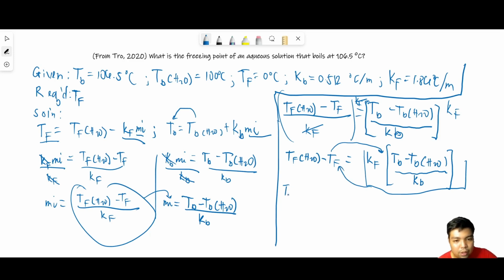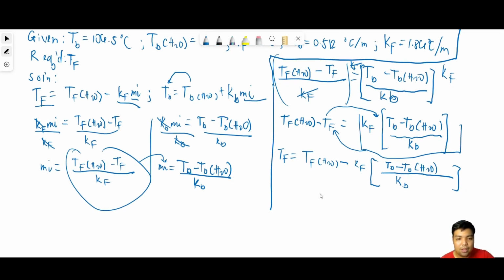Okay, therefore the freezing point of your solution is equals to the freezing point of the pure water minus this whole thing here. Okay, because positive ni siya, it will be negative, so it will be KF multiplied by TB minus TB of your pure water divided by KB. Okay. So then we substitute both sides of the equation. I'll just move this up here for a bit so that I have more space. So this will be now our working equation. Okay, so substitute nyo lang ang mga values nyo para makuha nyo ang freezing points ng inyong solution.